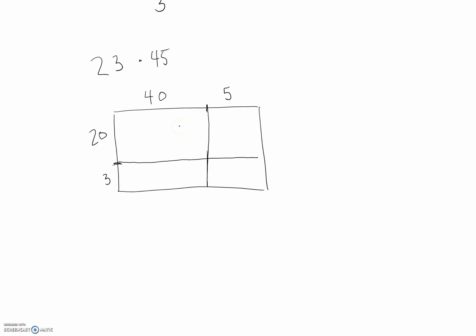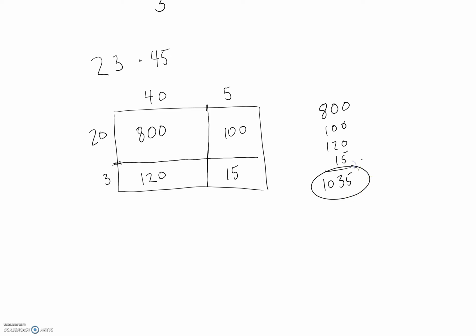So this top left rectangle would be 20 times 40, and I can quickly figure out that that's 800. Straight across right here, 20 times 5 is 100. And then down here, 40 times 3 is 120. And the last box would be 3 times 5, which is 15. All of that to give us, the total area would be 800 plus 100 plus 120 plus 15, which is 1,035 square units.